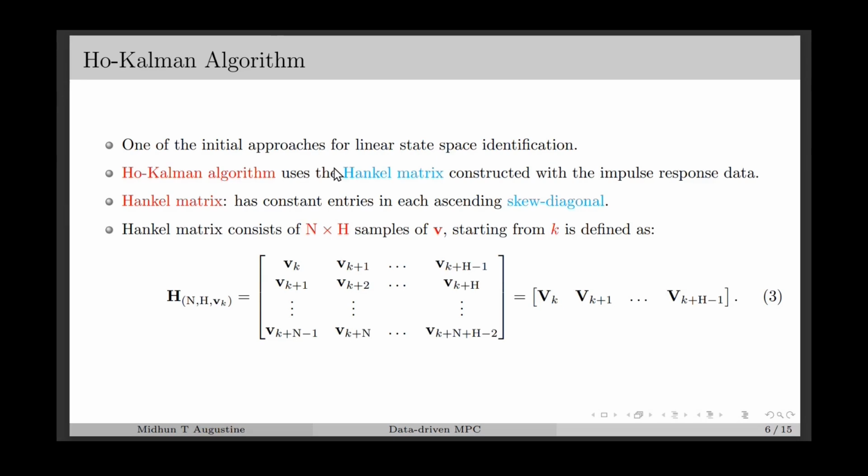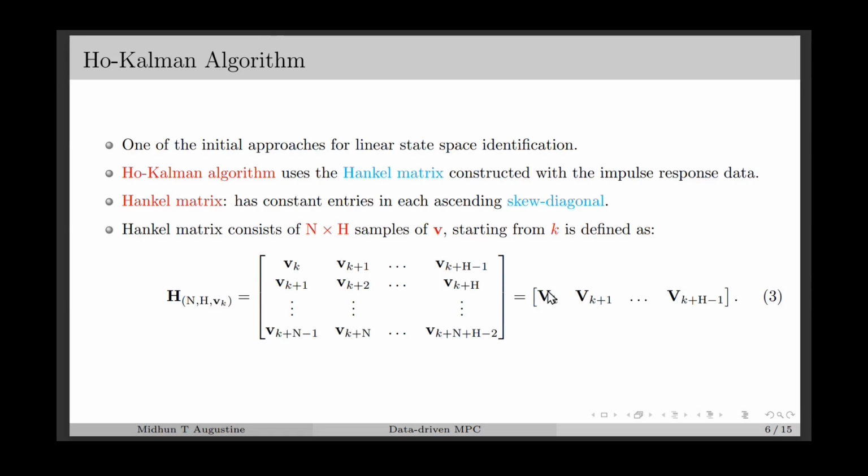In general, a Hankel matrix has constant entries in each ascending skew diagonal. And in this lecture series, the Hankel matrix is denoted by bold letter H as in equation number 3. Here, the Hankel matrix consists of capital N by capital H samples of the vector V starting from the time instant k. Capital N denotes the number of row entries in the matrix and capital H denotes the number of column entries in the matrix, and Vk is the starting element of this matrix.